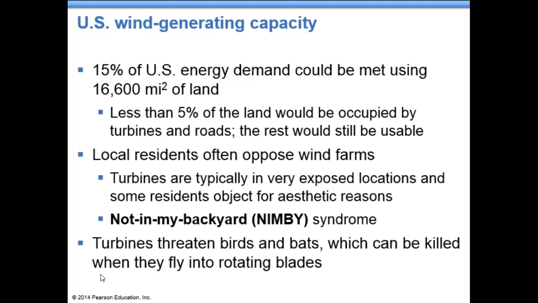Another detriment or concern is that it's a threat to birds and bats because they fly into the rotating blades and they get killed. So we have to do a little bit more research on wildlife impacts, and one of the strategies that we could actually do is make sure that we're putting these turbines in sites that are not on the migratory flyways of the birds, especially in a prime habitat for the different species that might fly into the blades.